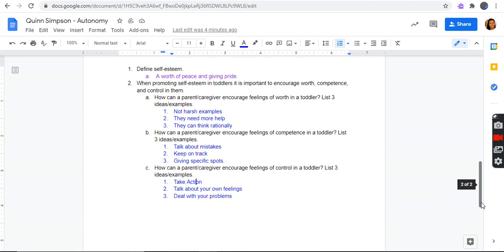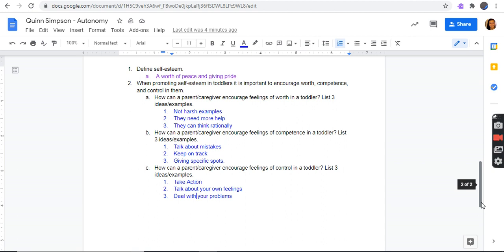Define self-esteem. A sense of worth and taking pride. When promoting self-esteem in toddlers, it is important to encourage worth, competence, and control in them. How can a parent or caregiver encourage their feelings of worth in a toddler? List 3 ideas for examples that can be done in the best way possible for yourself. Not too hard examples. They need more help or they can think rationally.